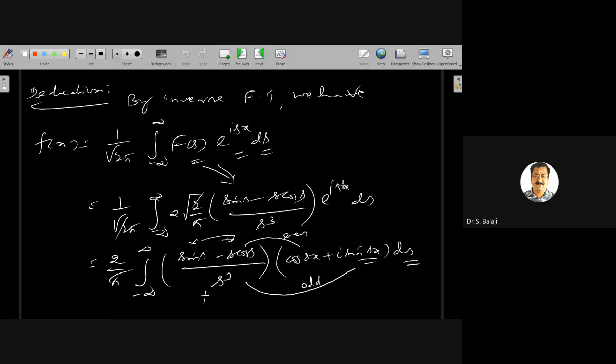And again, for our convenience, we convert this into cos sx plus i sin sx form in order to get the even and odd function parts. The remaining function is as it is, sin s minus s cos s by s cube. Now the integration is with respect to s, and the limit is minus infinity to infinity. Totally you can check its nature using the even and odd function idea.